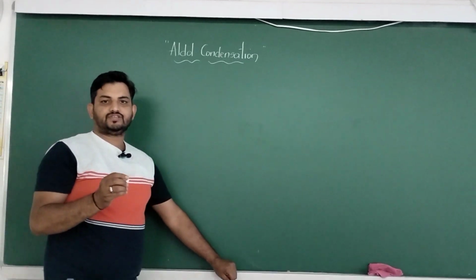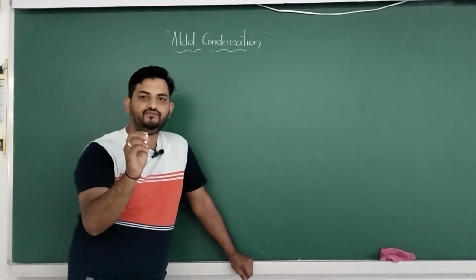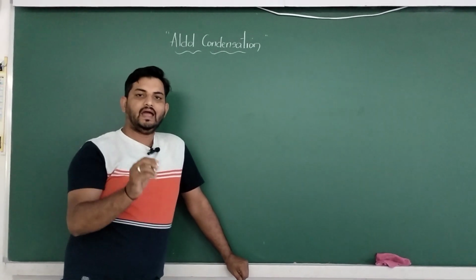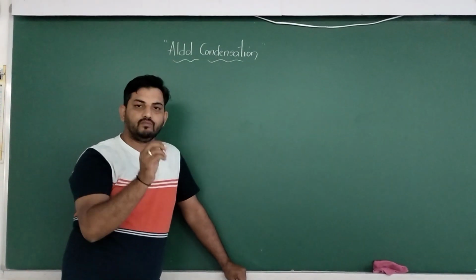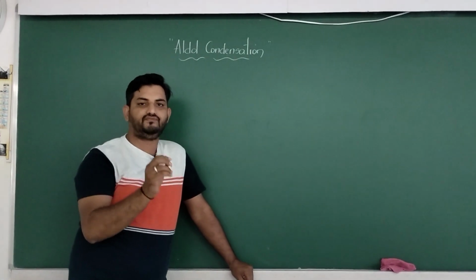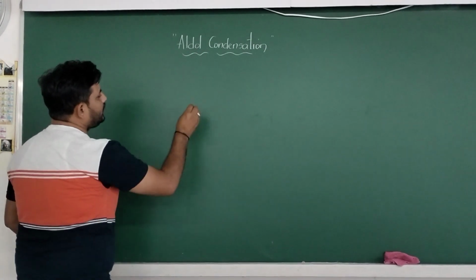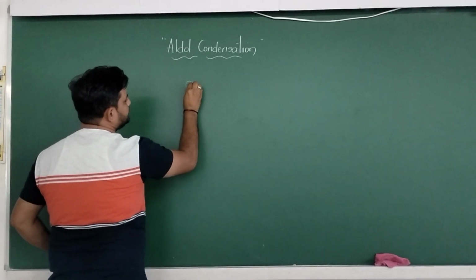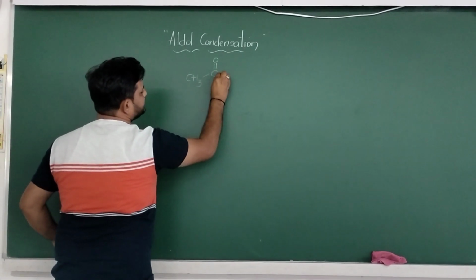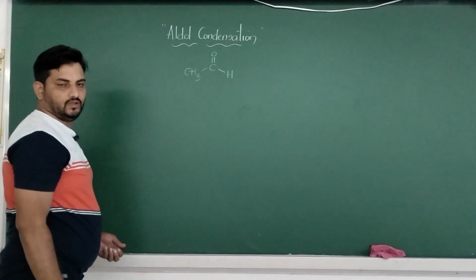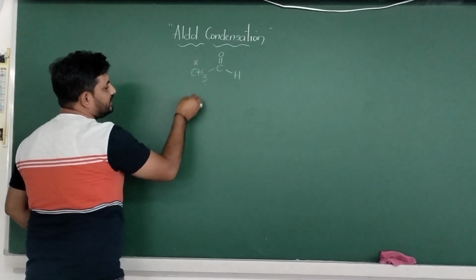Now, aldol condensation is of two varieties. The first one is the self or simple aldol condensation, and the second one is the cross aldol condensation. Today, we will be highlighting more on the simple or self aldol condensation. Let me take an example for that. Let me begin with the condensation of acetaldehyde. Aldol condensation of acetaldehyde. Now, acetaldehyde has an alpha carbon atom and definitely it has an alpha hydrogen atom.